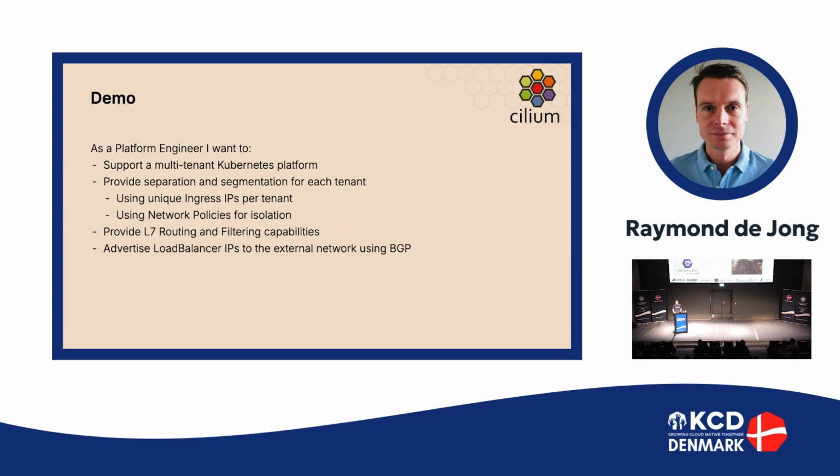Because on the external network, I can decide where the traffic needs to go to and go from, and that allows me to engineer the network such that we can send traffic to the right sources or destinations and firewalls and such. I want to provide layer 7 routing and filtering using Gateway API, and I want to advertise the load balancer IPs I create automatically to the external network using BGP.